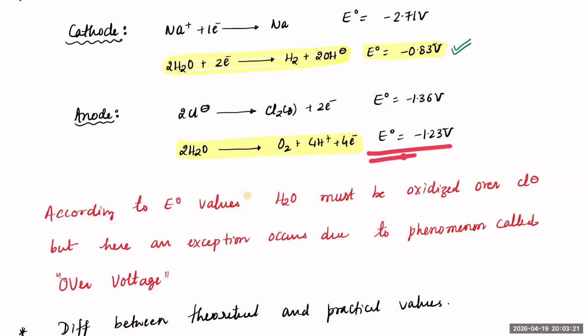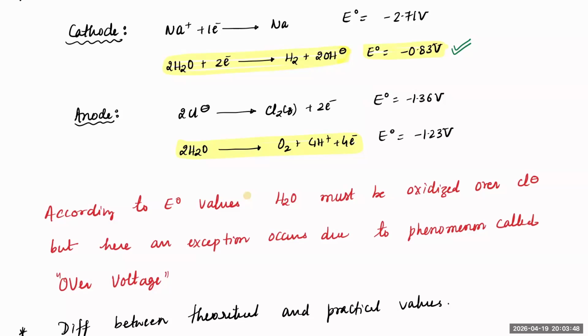The E naught value for the same is minus 1.23, while the E naught value of chloride is minus 1.36. So comparing these two values, it is clear that the close edge is for water, right? That means we are expecting water to get oxidized here, theoretically. But practically, you will notice it is actually the chloride which wins.